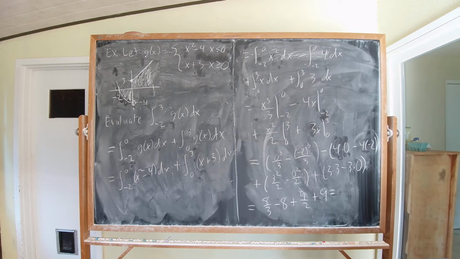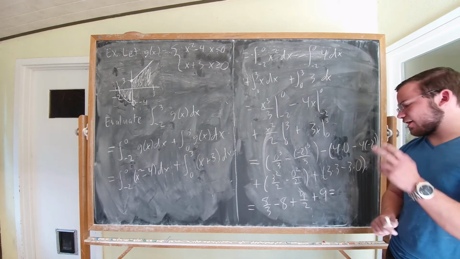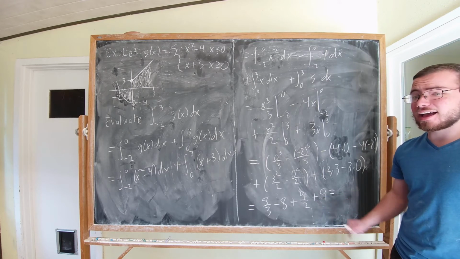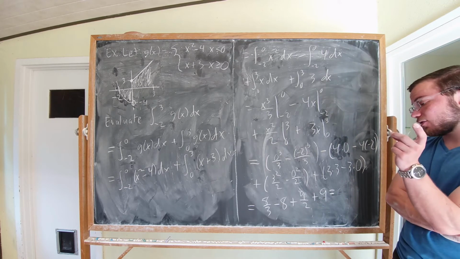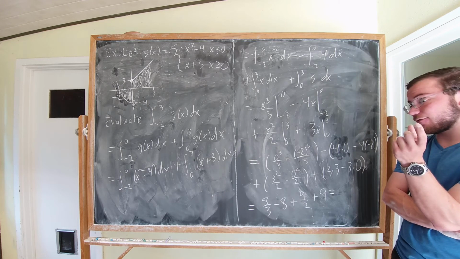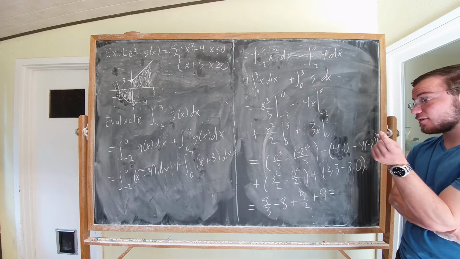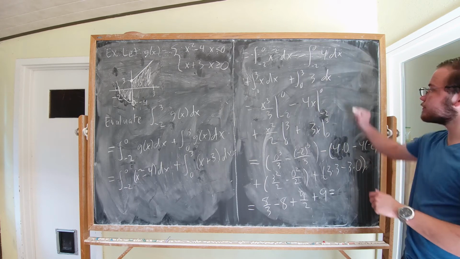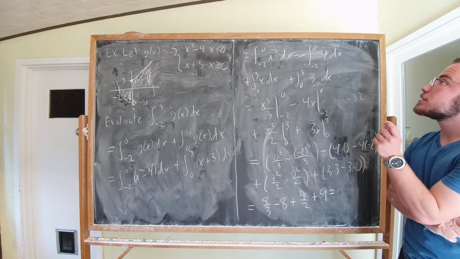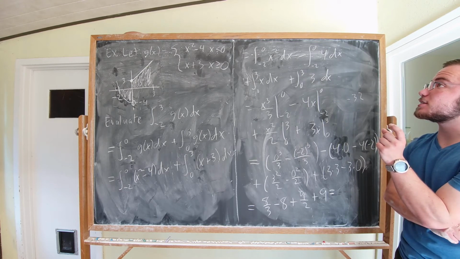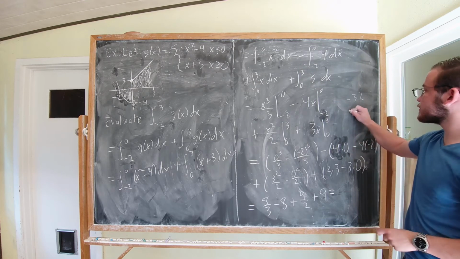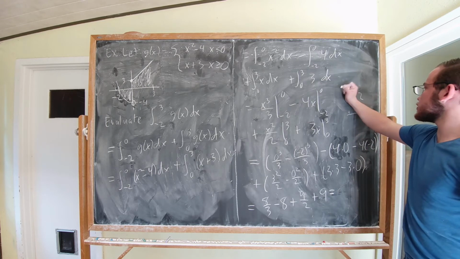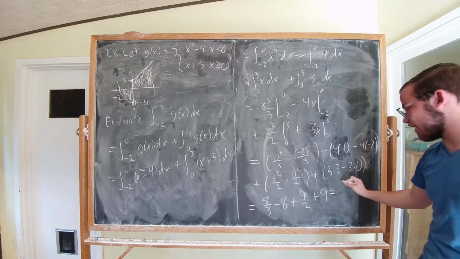Alright, and if you do all that out, what do you get? You get negative 16/3 plus 27 halves, which is negative 32/6 plus 3 times 27 is 60, 70, 81. 81 minus 32 is 51 minus 2, 49.